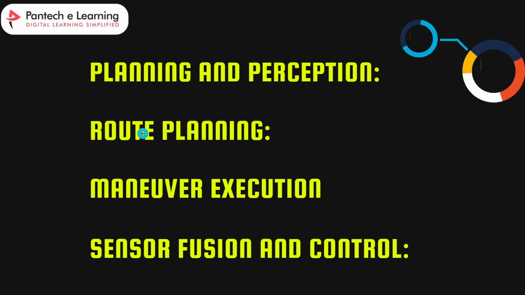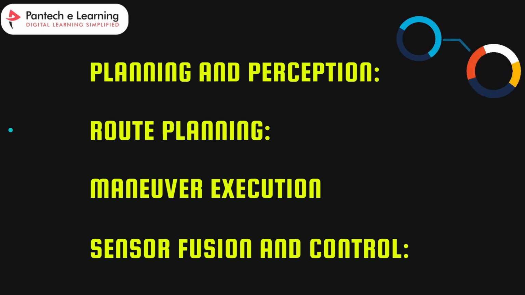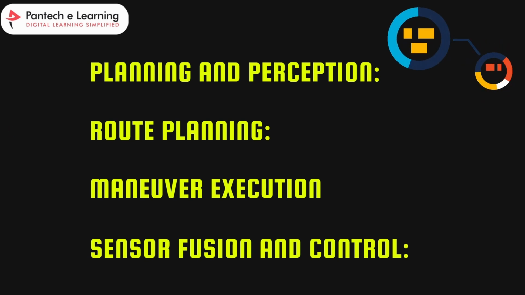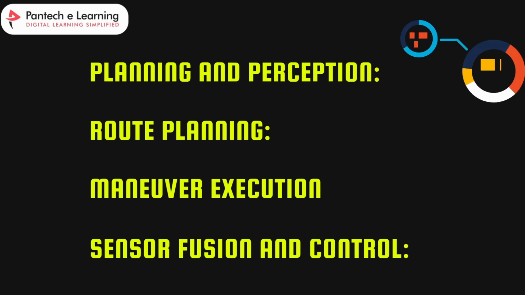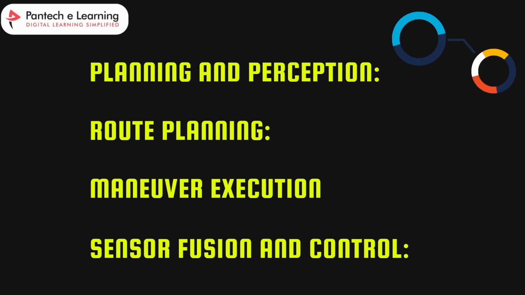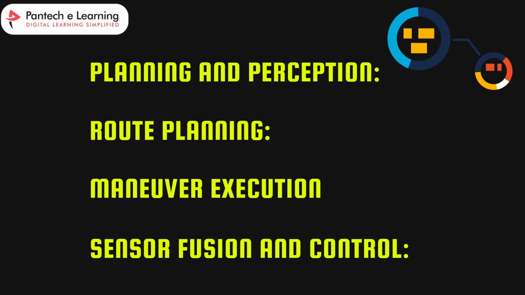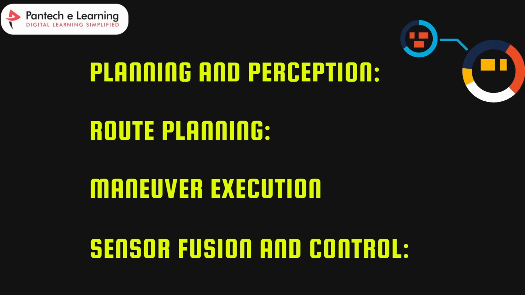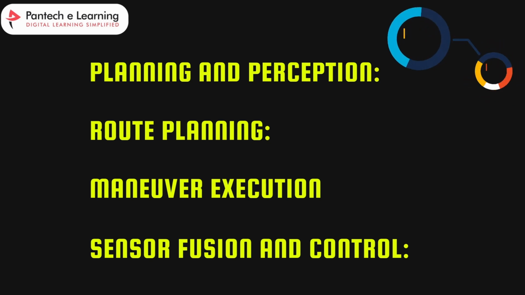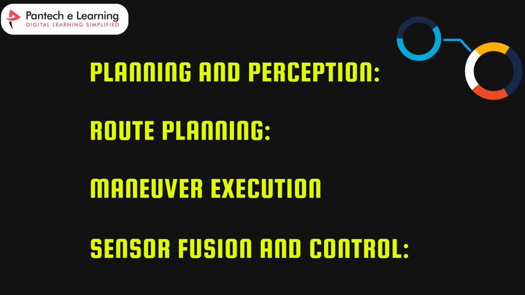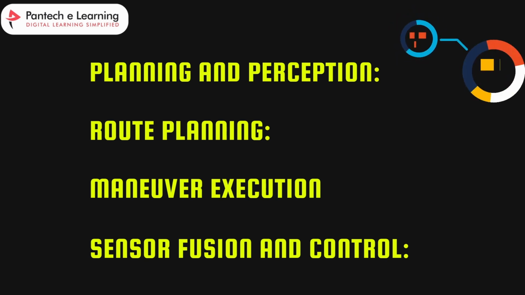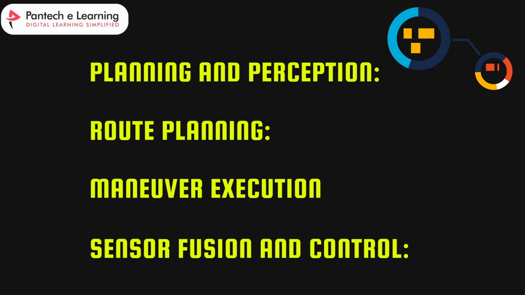The next one is route planning. Based on the perception data, the vehicle's destination and the autonomous driving system, it plans a route that includes a 3-point turn maneuver where necessary. This route planning algorithm identifies suitable locations for the turn, considering factors like road width, traffic conditions and legal constraints. So this is route planning.